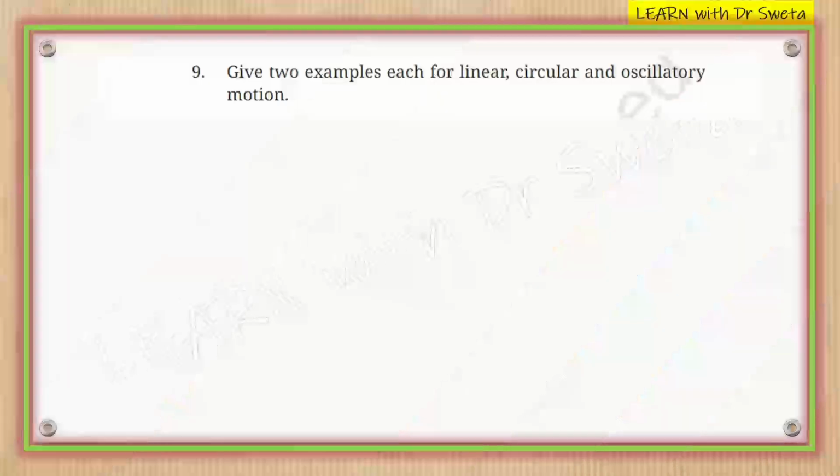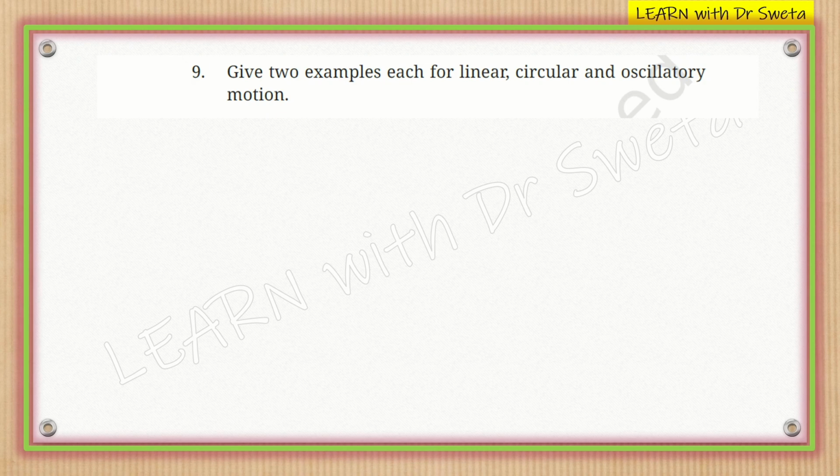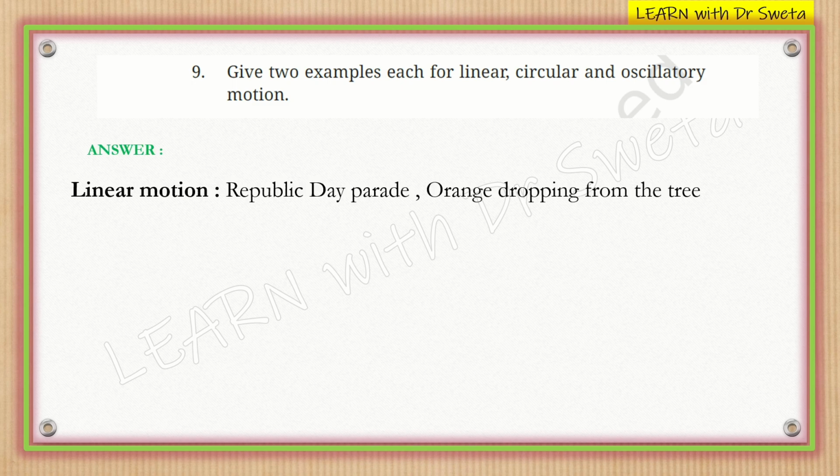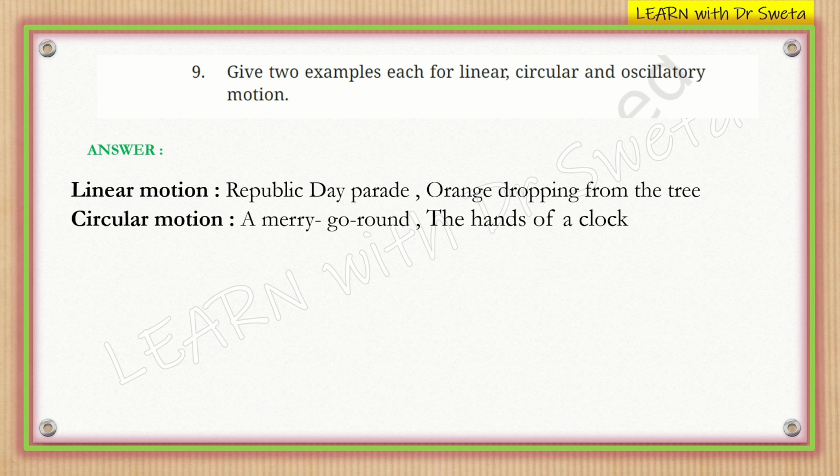Next question is, give 2 examples each for linear, circular and oscillatory motion. So when an object moves along a straight line, its motion is called linear motion. So examples of linear motion can be Republic Day parade or orange dropping from the tree. When an object moves along a circular path, its motion is called circular motion. So examples of circular motion can be a merry-go-round or the hands of a clock.